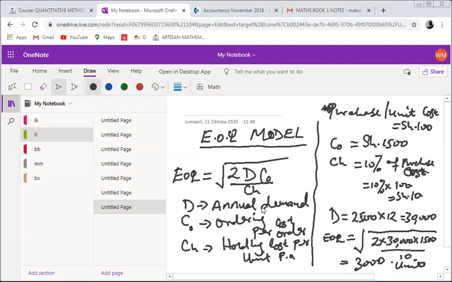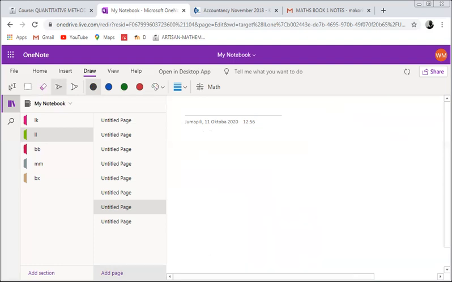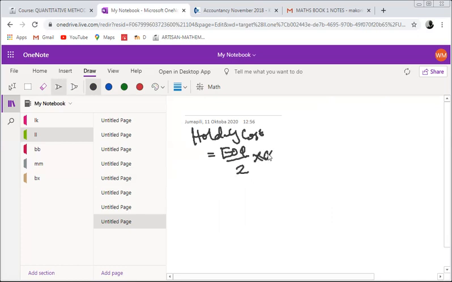So after calculating the EOQ, the question was also requiring us to calculate the annual holding cost. The holding cost, which is annual, is normally given by EOQ over 2 times the holding cost per unit per annum, CH. In this case, the EOQ is 3,000 over 2, then we multiply by CH, which is 10. You find that this is going to be 1,500 times 10, which is actually going to be 15,000.